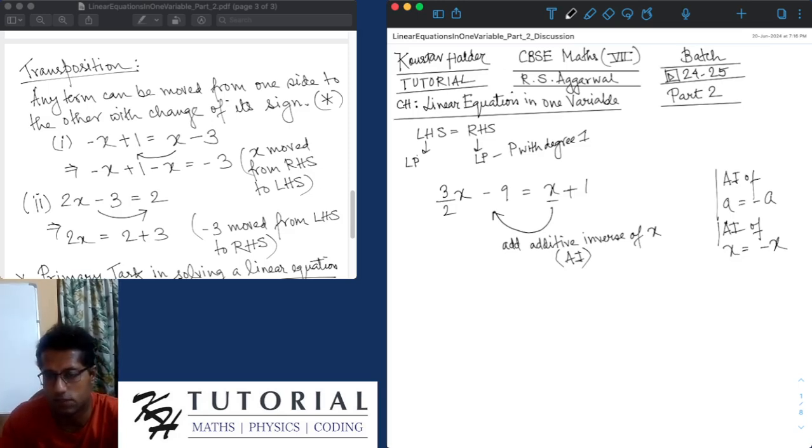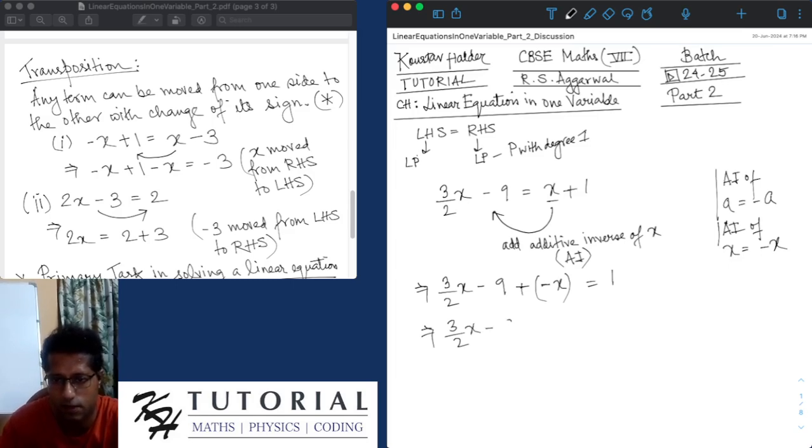So the term on the right hand side was x. When you move it to the left hand side, you just add the additive inverse of x to the left hand side. So after moving, it becomes 3 by 2 x minus 9 minus x. We are adding the additive inverse of x. x is the term we are moving from the right hand side to the left hand side, so x is gone from the right hand side, leaving 1. Now this is nothing but 3 by 2 x minus 9 minus x equals 1.